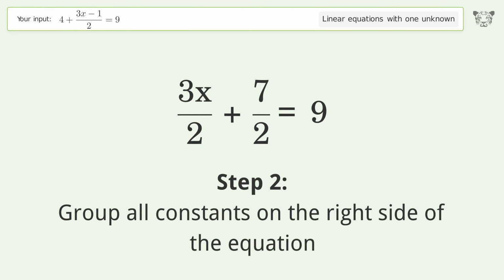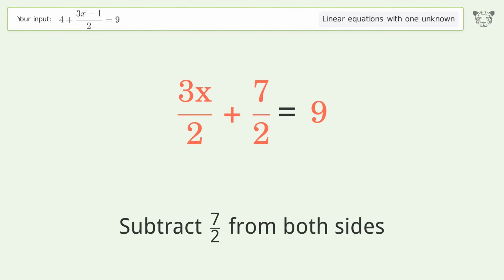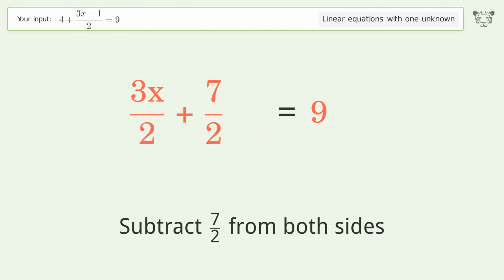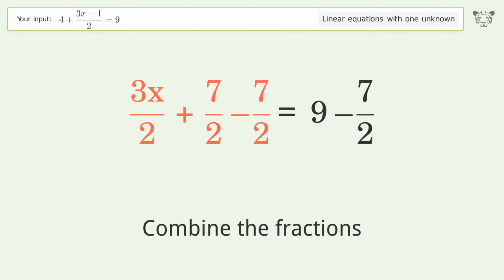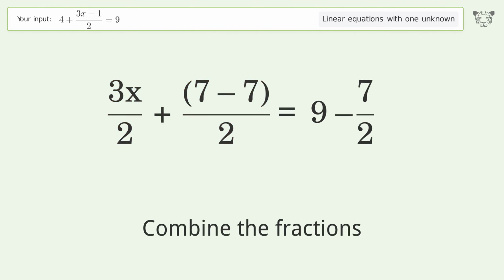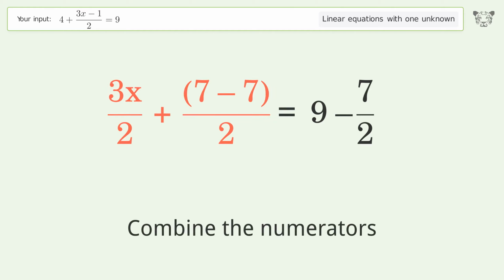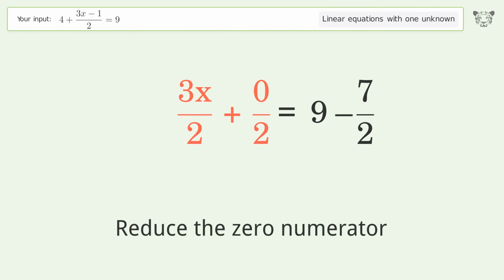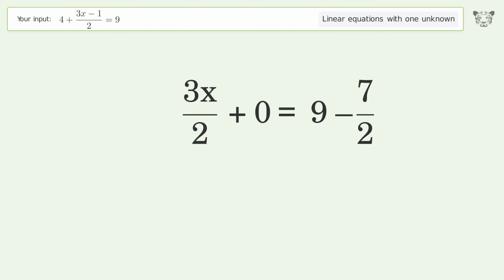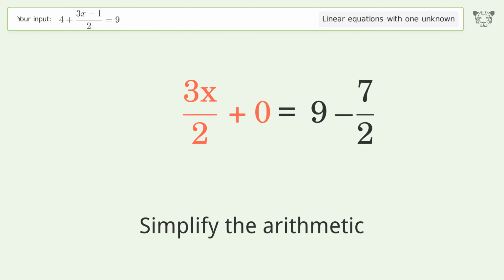Group all constants on the right side of the equation. Subtract 7/2 from both sides. Combine the fractions. Combine the numerators. Reduce the zero numerator. Simplify the arithmetic.